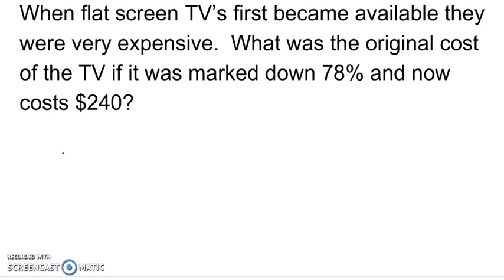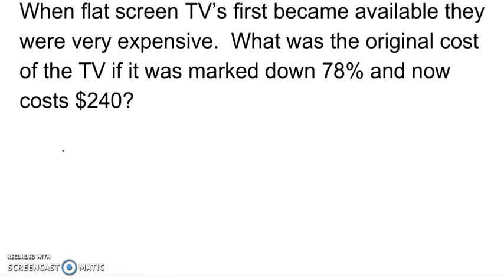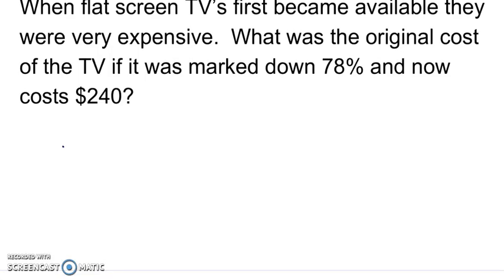When a flat screen TV first became available, they were very expensive. What was the original cost of a TV if it was marked down 78% and now costs $240? So let's take a look at this problem. We have a markdown of 78%, which means we're going to use a negative. We have a now or a new cost of $240, and we're trying to find the original. Percent, negative 78 over 100 equals new over O, new, 240, minus original, over original.